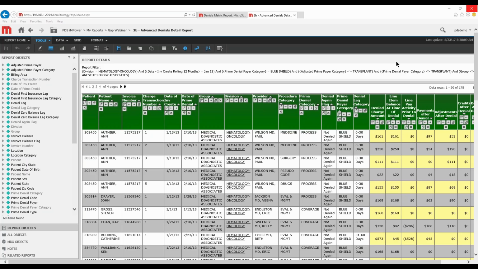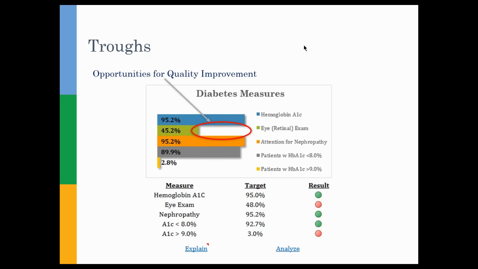Now, spikes and troughs can be seen in other areas as well, and I know, Kelly, you've been working in other areas and seen things like that. Could you maybe give us another good example?